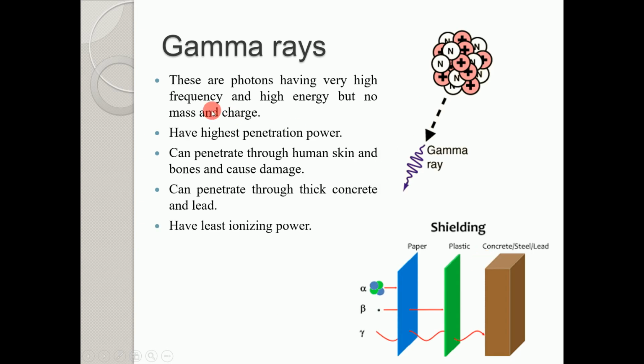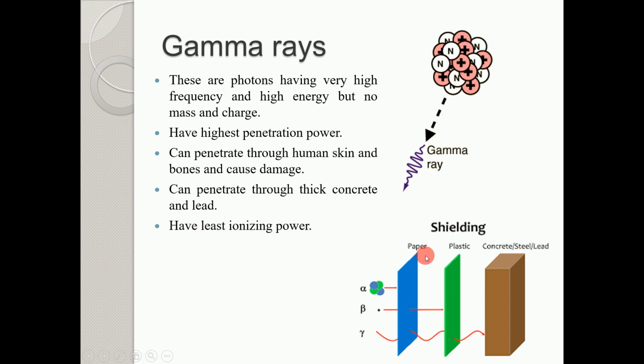Then we have gamma rays. What are gamma rays? Gamma rays are photons having very high frequency and high energy but no mass and charge. These gamma rays are released from here, and they don't have any mass or charge, but they have the highest penetration power. They can penetrate even through human skin and bones and cause damage, and can penetrate through thick concrete and lead as well, and they have a very least ionizing power.